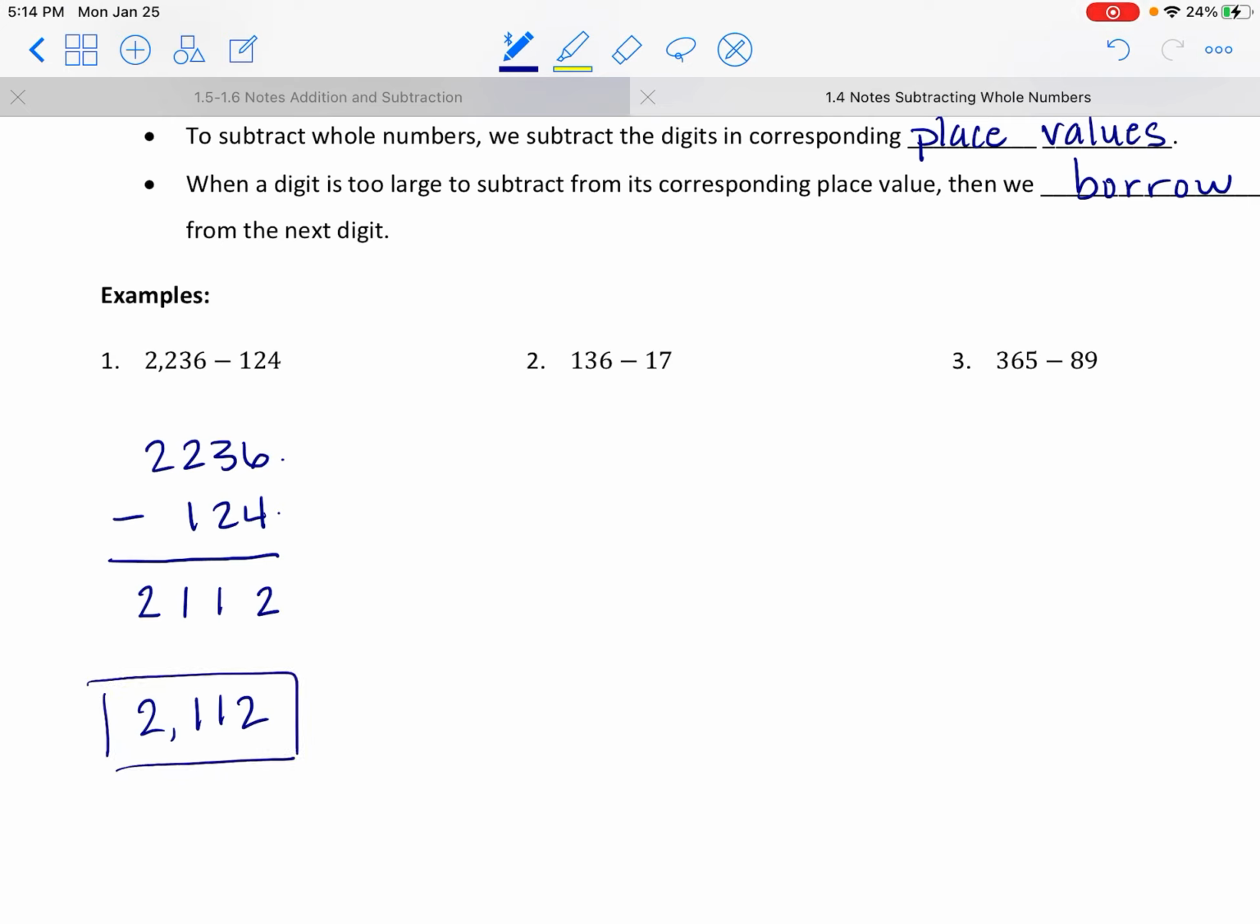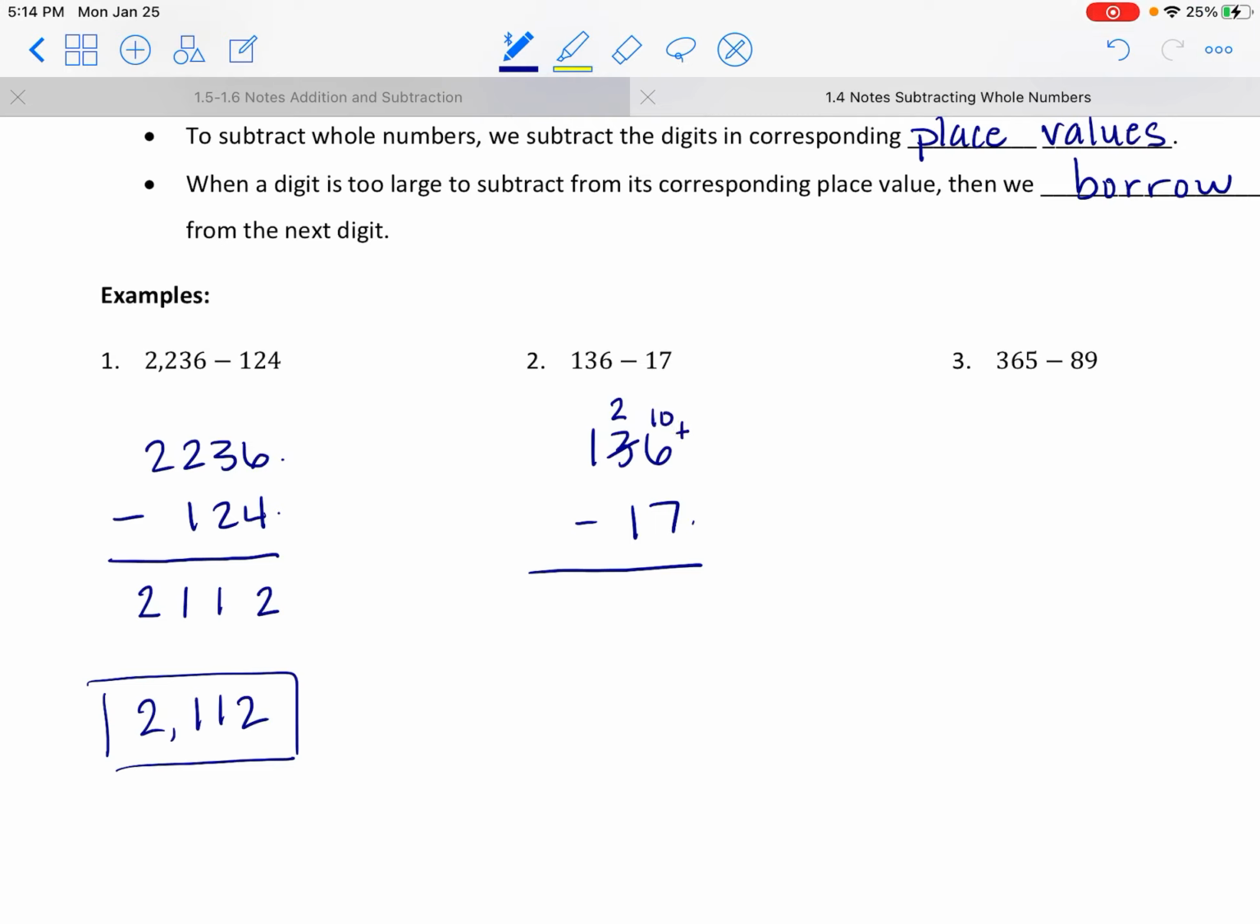Now if we're looking at something like, let's say 136 and we want to take away 17, this would be an example where we'd have to borrow. 6, we can't take 7 away from 6, it's not quite big enough. So we're going to take the 3 that's in the next place value, which really represents 30 because it's in the tens place. We're going to cross that out, make it a 2, and the 10 that we've taken away from that, because we've got 20 there now instead of 30, we're going to put over into the next column.